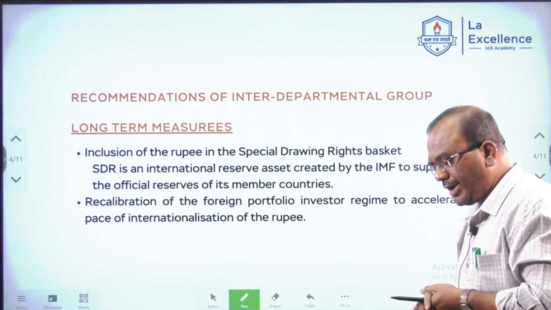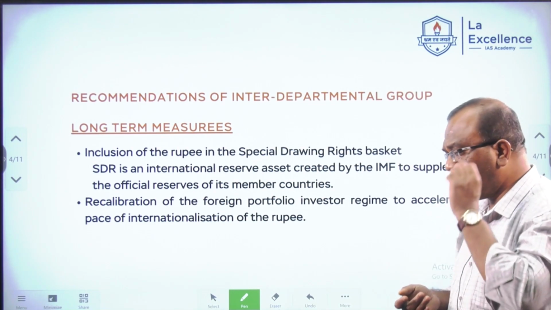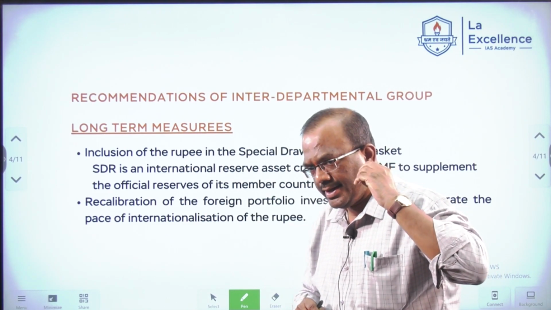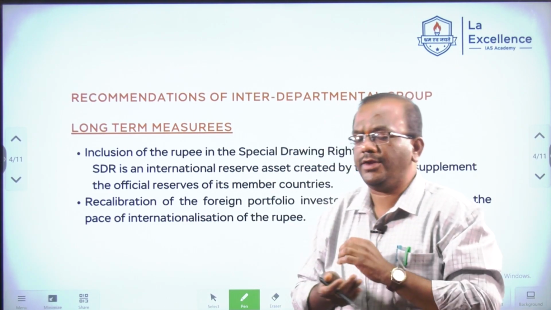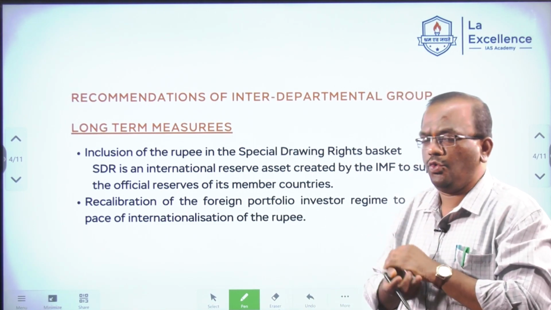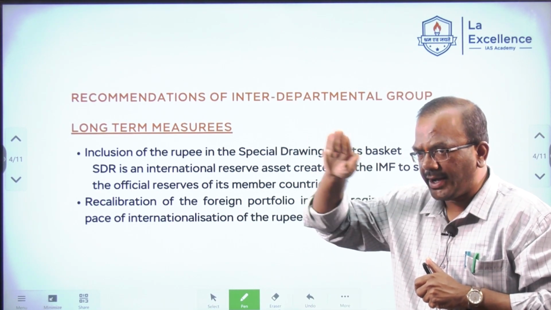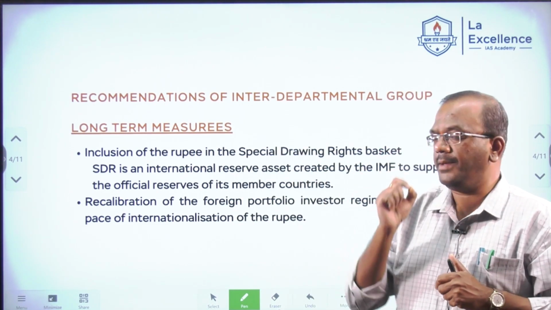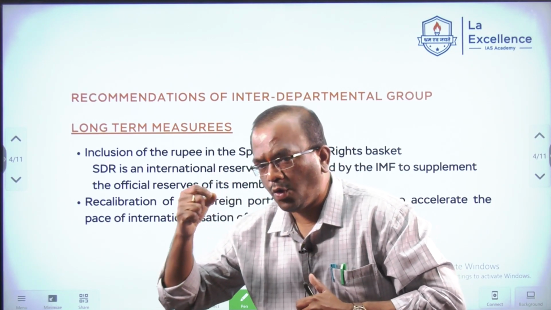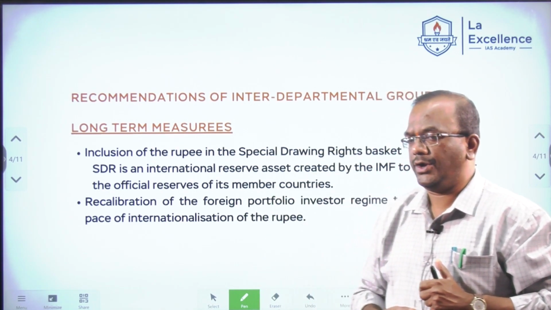Now, what are the various recommendations which have been given by the Reserve Bank of India's interdepartmental group, right? Since internationalization or globalization of the local currency, say the rupee, is a big process, a lengthy process, which cannot be achieved in a span of 1 or 2 months. It takes a long period of time for the Indian rupee to become a global currency. So in that lengthy process, we need to take short-term measures, medium-term measures and long-term measures to ensure the internationalization or the globalization of the Indian rupee.